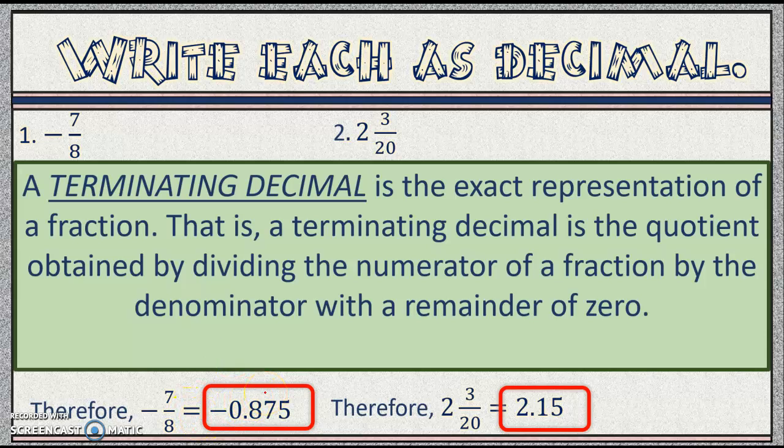0.875 and 2.15 are terminating decimals. A terminating decimal is the exact representation of a fraction. That is, a terminating decimal is the quotient obtained by dividing the numerator of a fraction by the denominator with a remainder 0. So you have a last digit, or it ends.